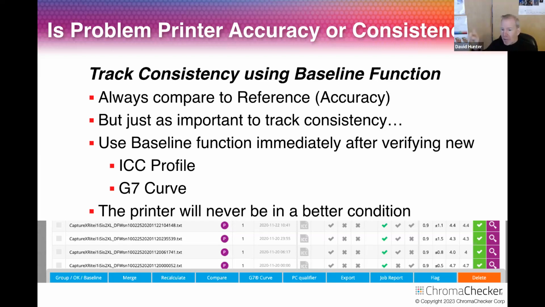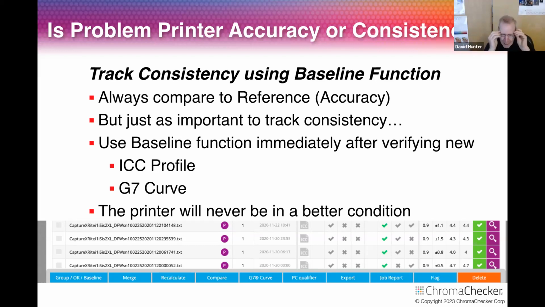And then every measurement after that point, ChromaChecker is not only comparing the measurement to the reference like Grackle and giving you an accuracy E factor, but it will also automatically compare against the baseline to give you a consistency E factor. And in this way, you can track when that printer starts drifting off beyond your E factor expectations, telling you it's time to reprofile the printer.